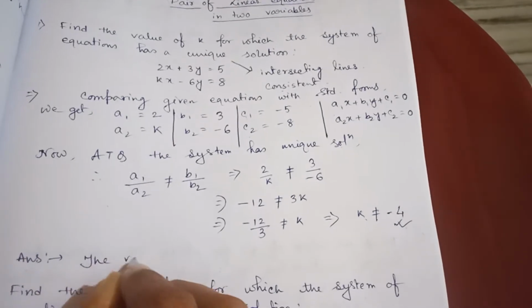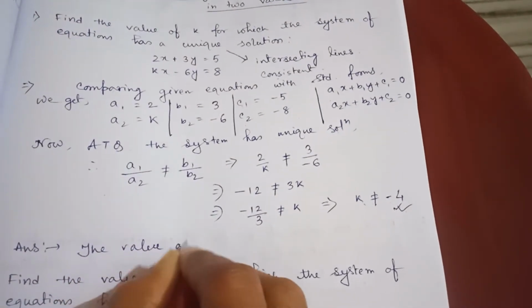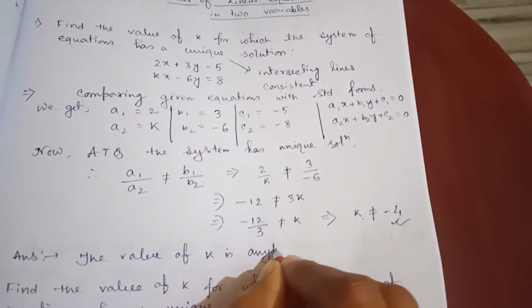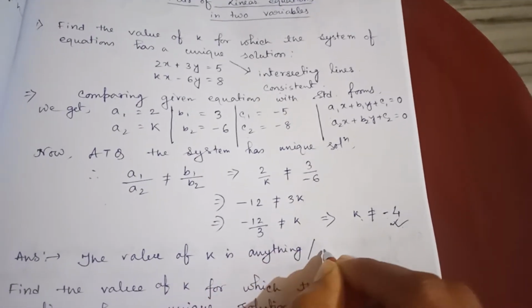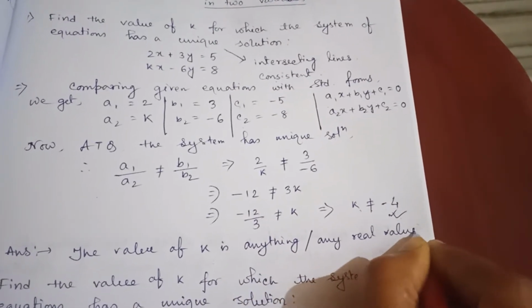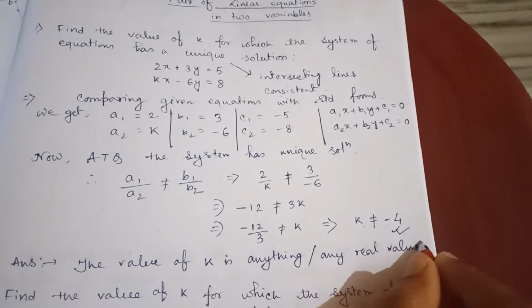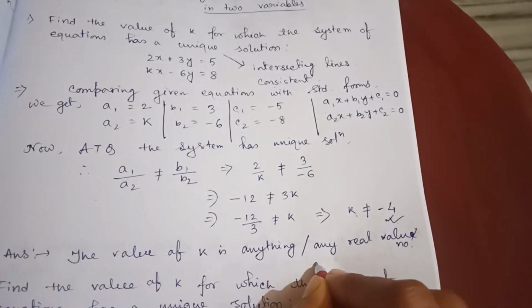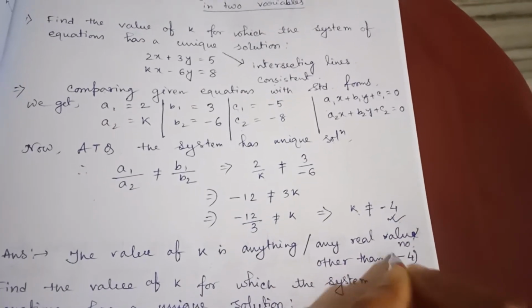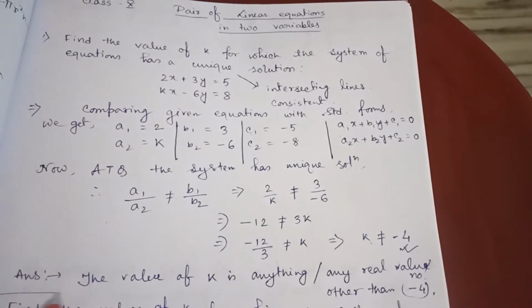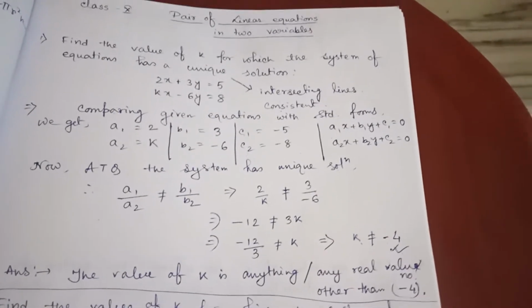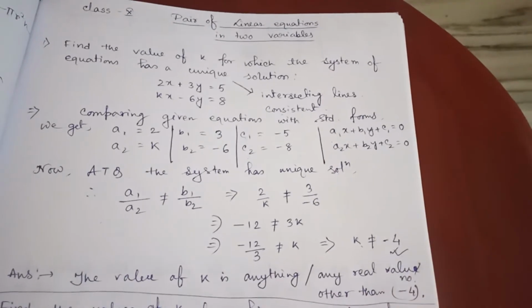Therefore, the value of k is any real value or any real number other than -4. So this will be the answer. Okay, and here our first question ends.